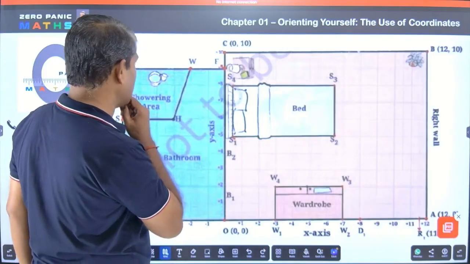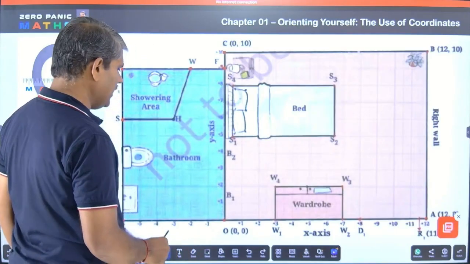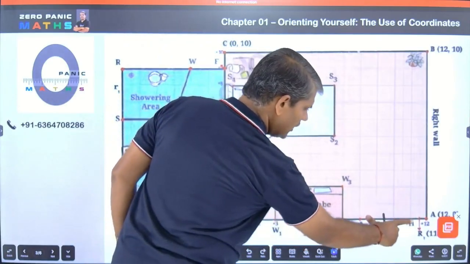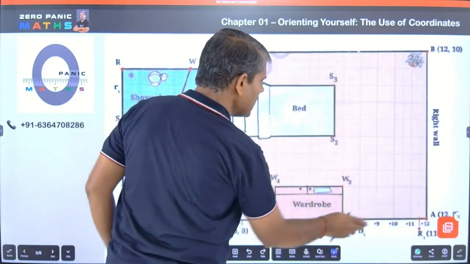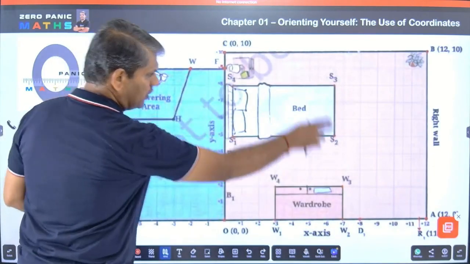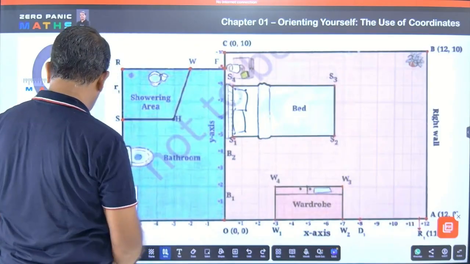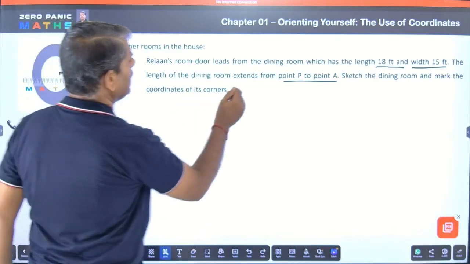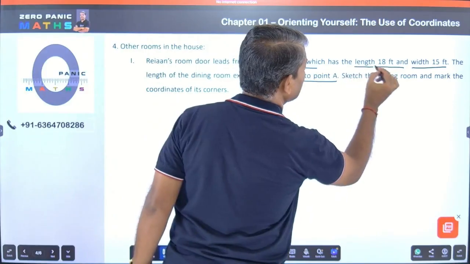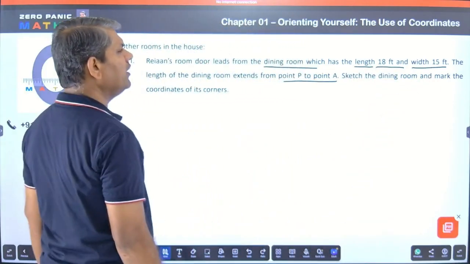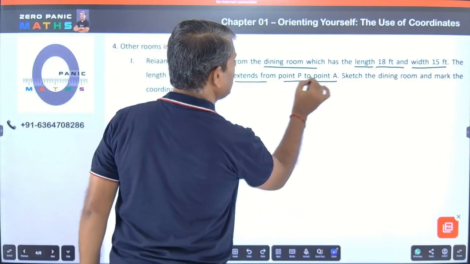Let us look at that in the diagram. This is the current diagram that they have given, and they say that there is a door here. You remember there is a door here. D1 R1 is a door, and attached to this bedroom and the walls of the bathroom there is a hall, they are saying. It is a dining room which has 18 feet length and 15 feet width, and that length extends from point P to point A.